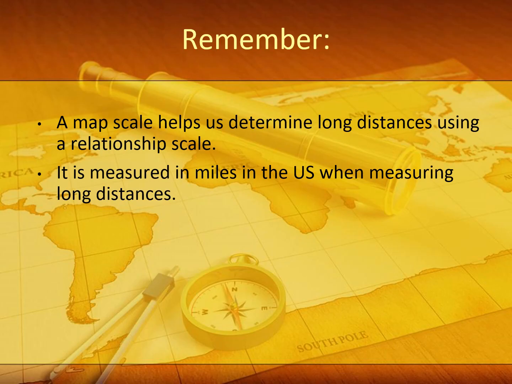So let's recap what we learned today. A map scale helps us determine long distances using a relationship scale. It is measured in miles in the US when measuring long distances. And we also learned today that sometimes you might see kilometers. So if this was exactly 1 inch and it was 100 miles, then every inch on my map would equal 100 miles.